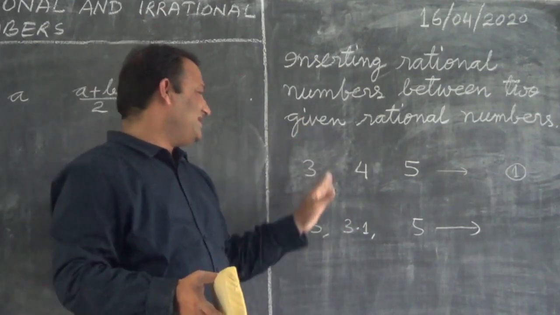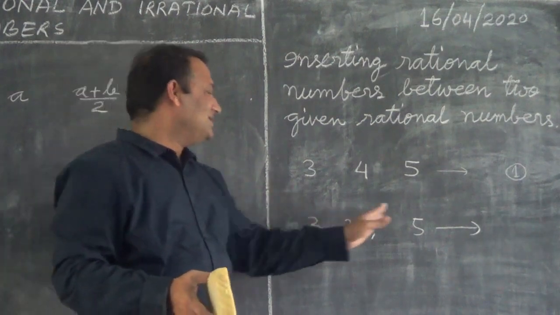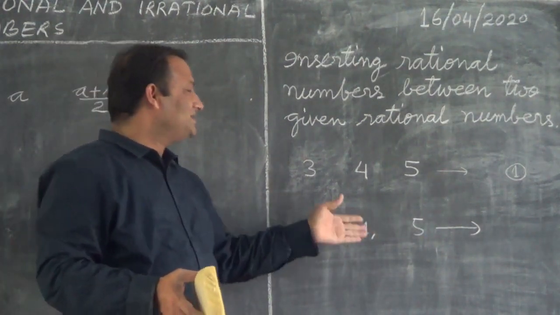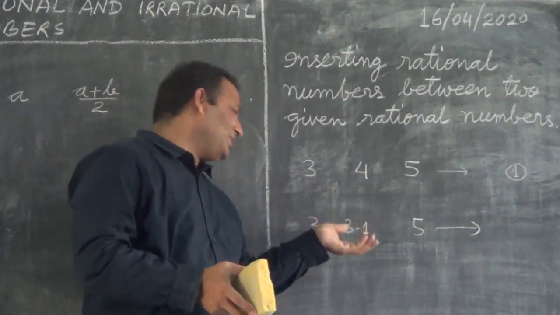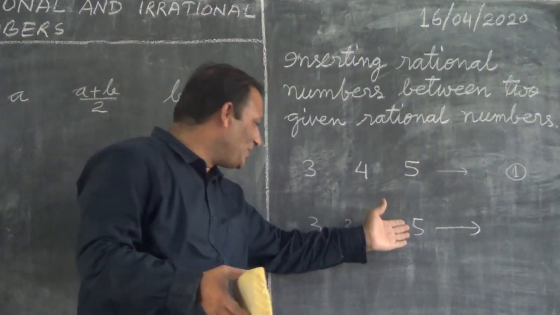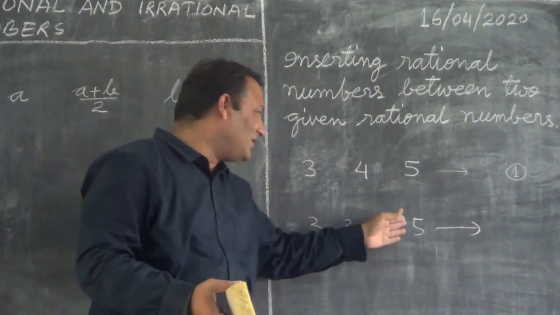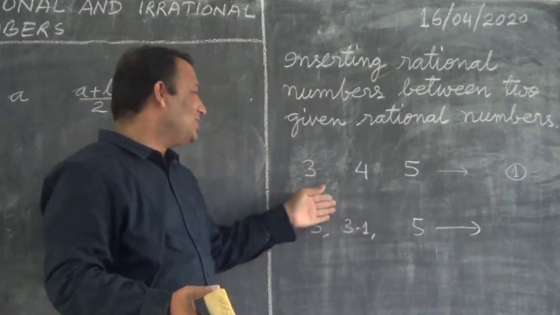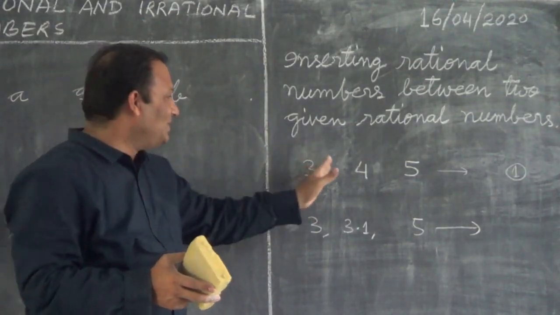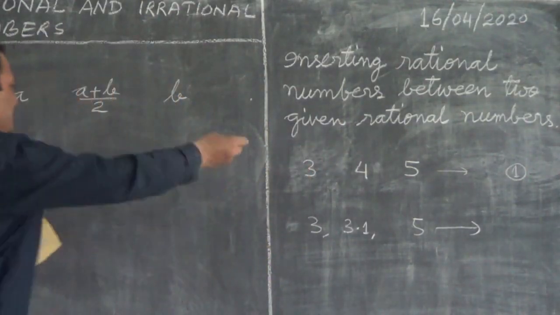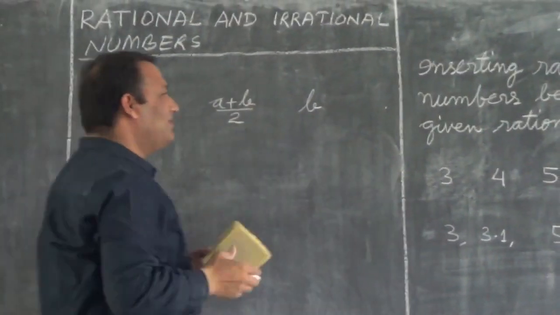But if it is only asking to insert any rational number between the two given numbers 3 and 5, you can write 3.1, 3.2, 4.1, 4.9. Any rational numbers which you can think of, you can write here. So which method did you apply to get this? I know this is the method given by A plus B by 2. You have applied this method.